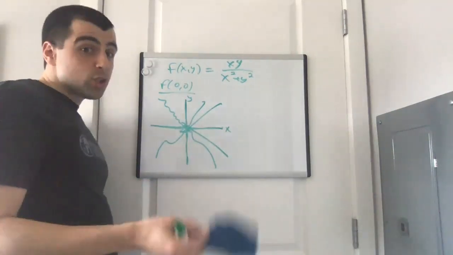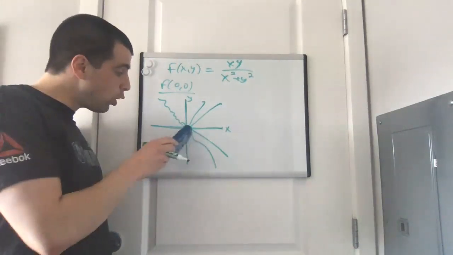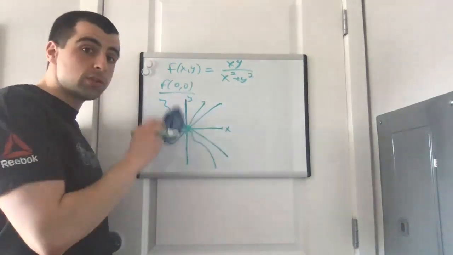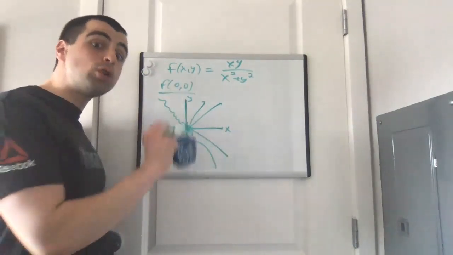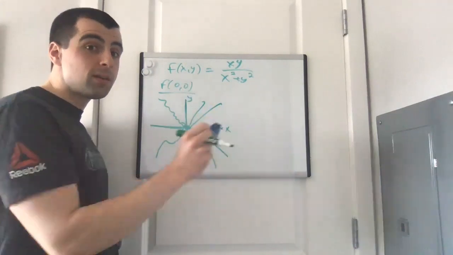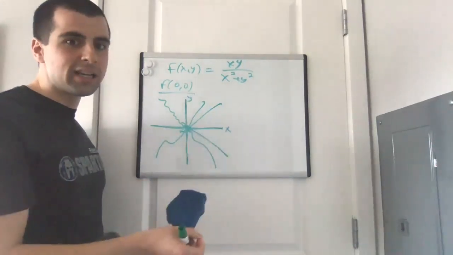For a limit to be defined in this sense, I need all of these different trajectories going to my point 0, 0 to go to the same function value. If any one of them goes to a different function value, then the limit does not exist.